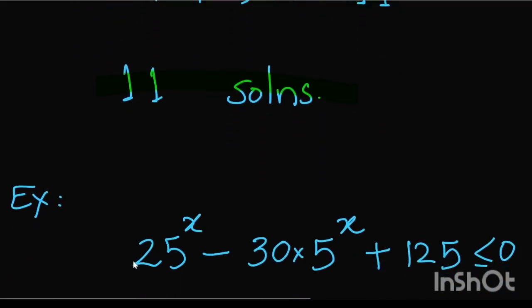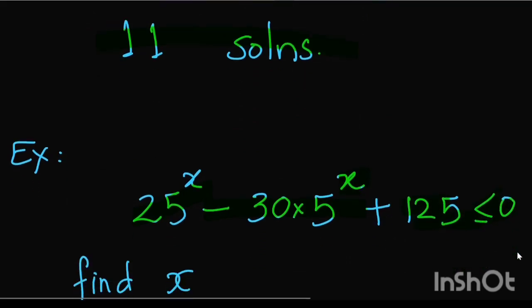Next is 25 to the power x minus 30 into 5 to the power x plus 125 less than or equal to 0. We have to find x.